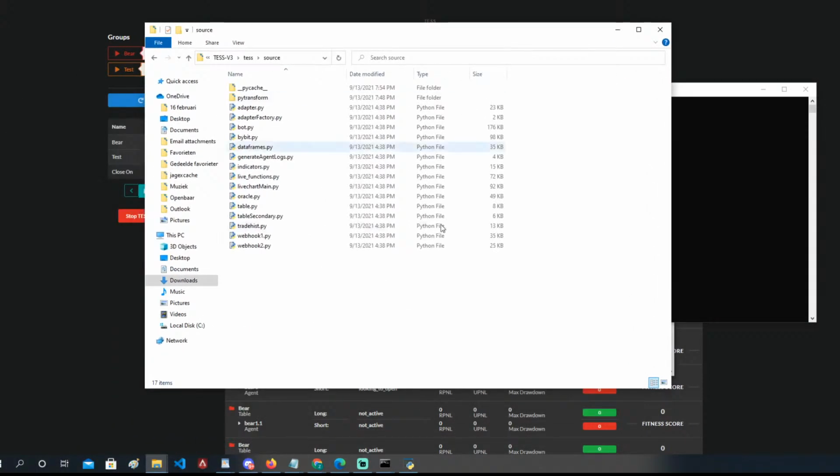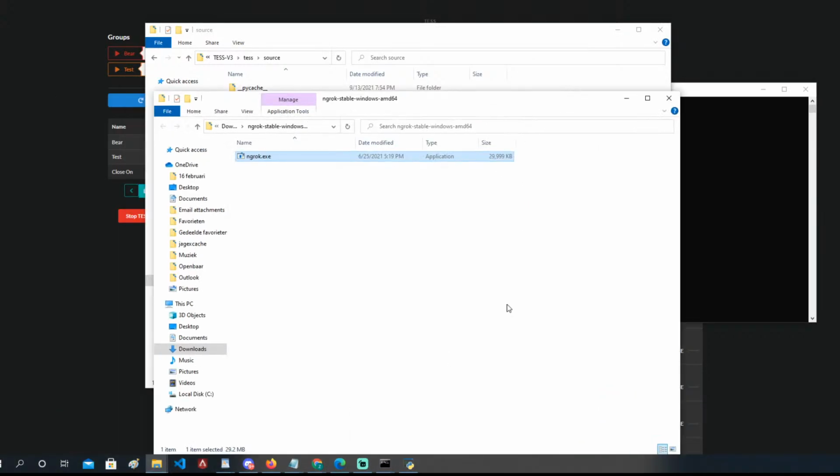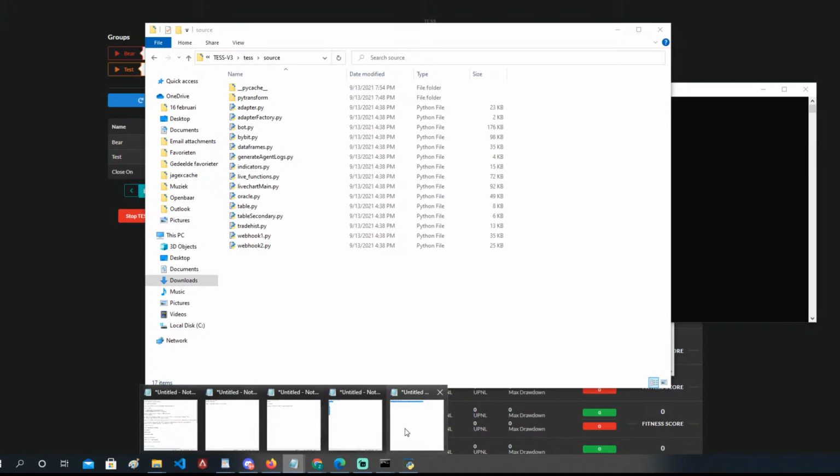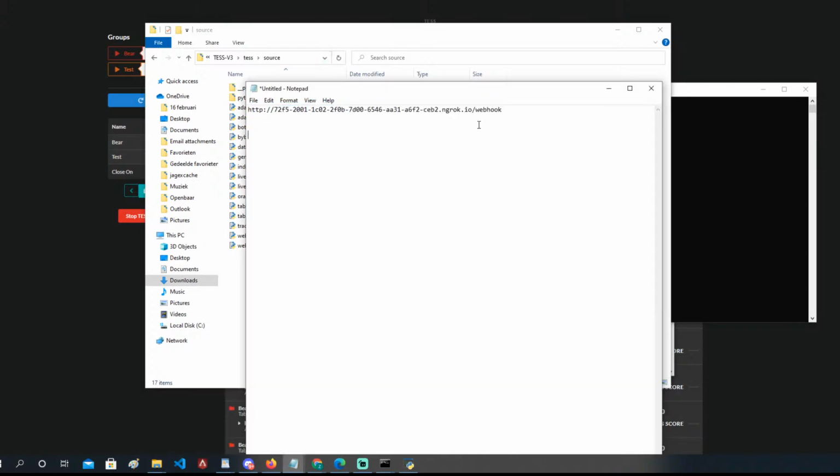So what you do is you open up a port for the signals to be received. You do that using Ngrok. We went over that in the first part of the video. So you log into Ngrok, you open a connection, then you'll get a link, which should look something like this without the slash webhook. So you add the slash webhook to your link, okay?